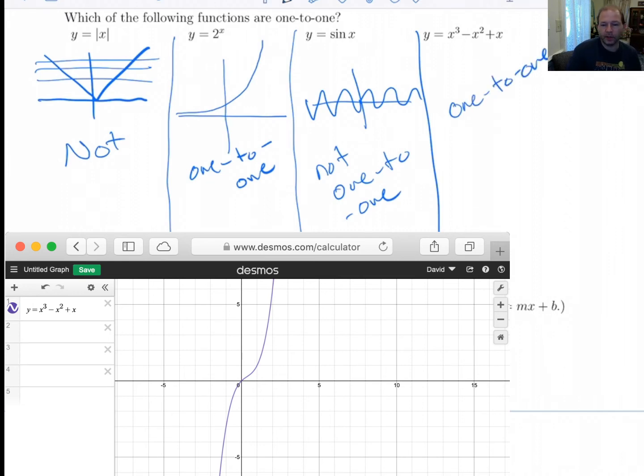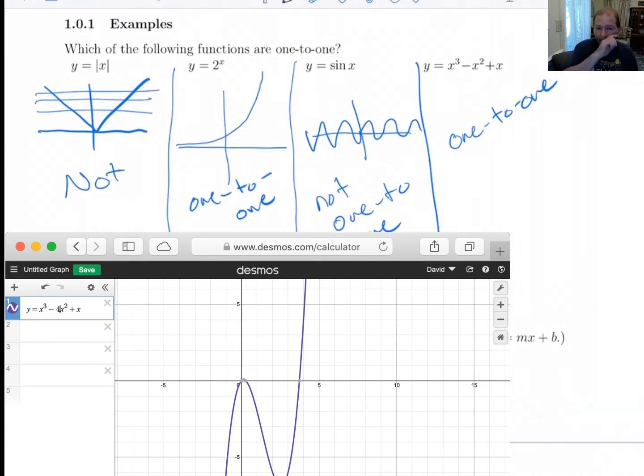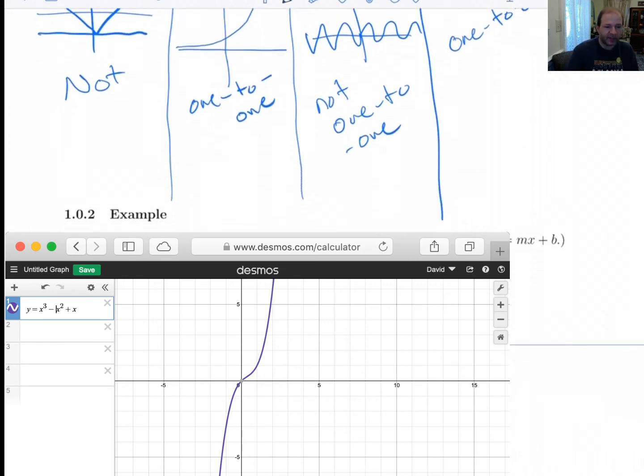Now, an interesting thing, if we change the function a little bit, say maybe make this a 2 here, or something bigger, we can get cubic functions that are not one-to-one. But this particular one is one-to-one. All right, let's look at another. Let's look at this next example.